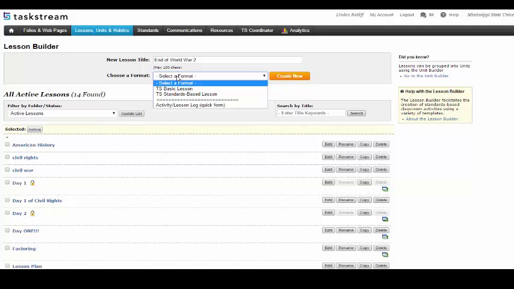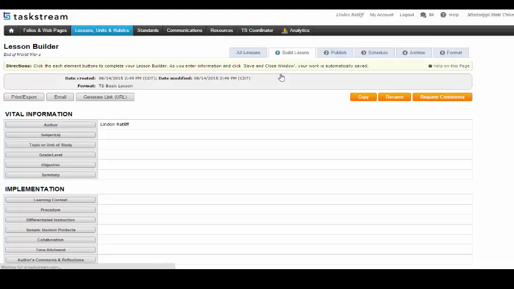Trust me, it doesn't matter. Let's just do the basic lesson. Let's create a new one. So now we are in the lesson plan builder of TaskStream. What we did was we went lesson plan, unit, rubric, and we hit create new and we did a standard basic one, real simple.